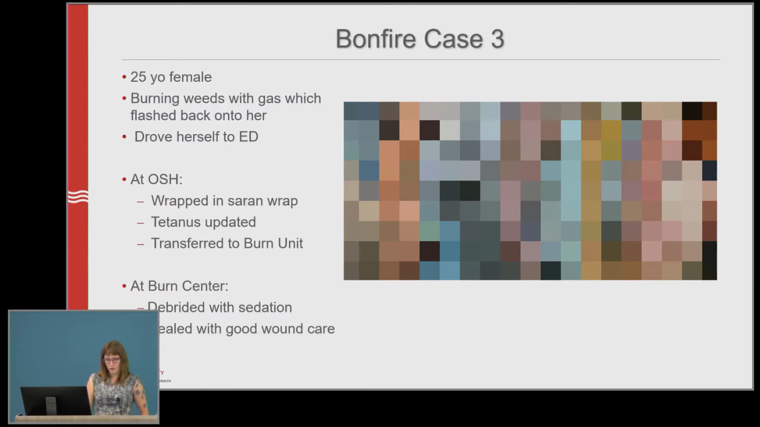Another one, similar story, 25-year-old burning weeds with gas, and they flashed back onto her. She drove herself into the ED by herself. They wrapped her up in saran wrap and transferred her. And when we saw her, she initially had these big blisters that went all the way up her arm. We gave her some good medication, wiped off those blisters and all that devitalized skin, got her in a good wound care regimen, and her wounds healed without needing any surgery. So you can see the final result there is a reddish pink but healthy skin that healed.